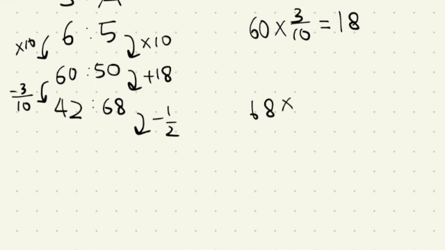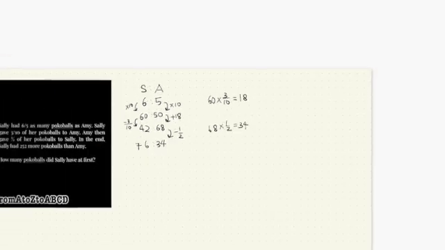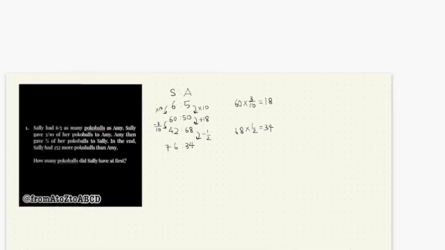68 times half will give me 34. So this one is left with 34. This one will be 76. Okay, then what did they tell me? They tell me that their difference is 252. Correct? The difference is 252.